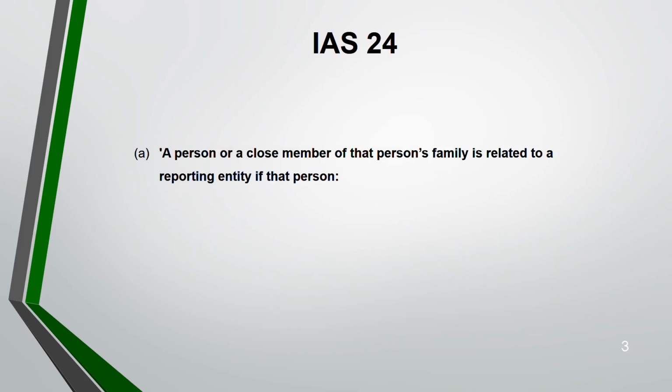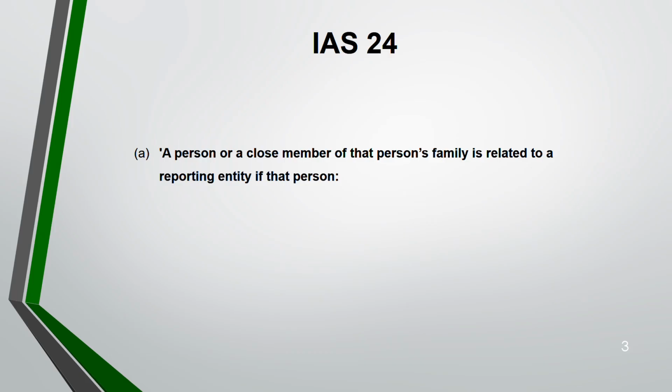First, a person or a close member of that person's family is related to a reporting entity. First we'll see the person who is related to a reporting entity, then we'll see an entity that is related to a reporting entity. In your exam you could be asked any scenario, so you have to know the total list of who is related and who is not. Because if you are not able to identify who is related, you will not be able to apply IAS 24.